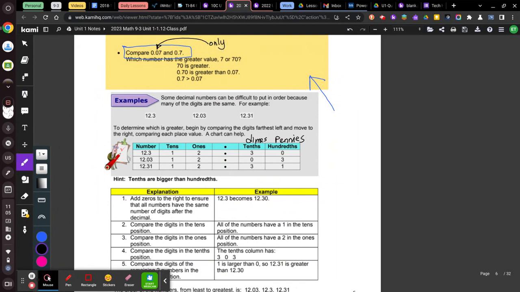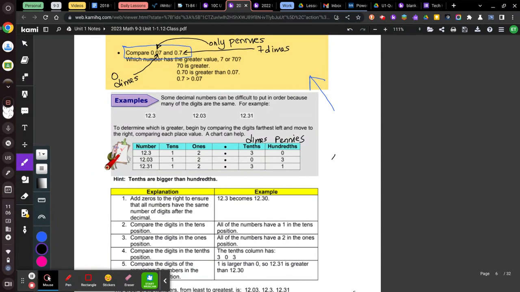Okay, so we look at the very first number. The very first number is only pennies. How come? Because it's got a 0 where the dimes are. It says 0 dimes, 7 pennies. The second one is saying 7 dimes.